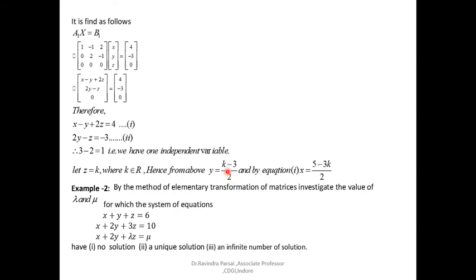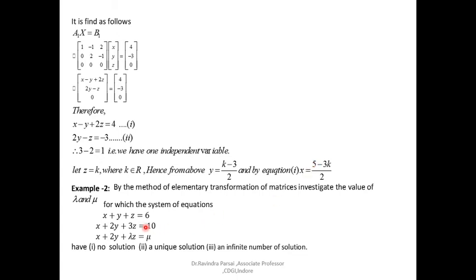Hence from above, you can put this value in the second one. You will get y equal to (k minus 3) upon 2, and you can put this value of z and y in equation number 1. You will get x equal to (5 minus 3k) upon 2. As you take different real values of k, you are having different values of x, y, z. That's why we have a lot of solutions, that's why it is the infinite solution case.